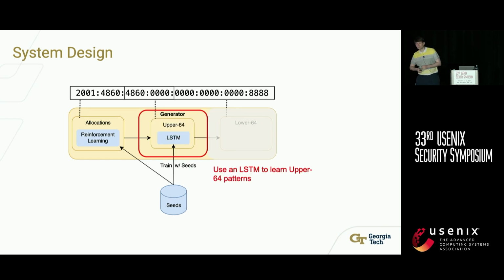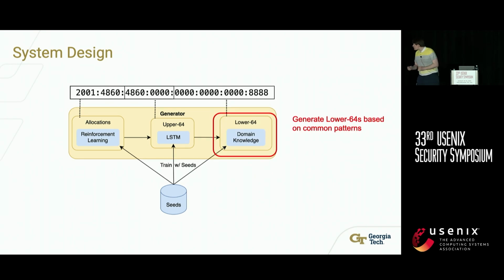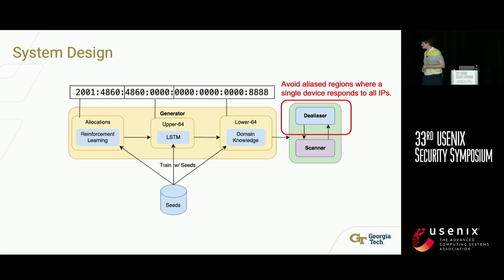For the upper 64s, we can use a deep learning approach, an LSTM, to learn the structure of these upper 64s from the prior seed addresses and also how those correlate to different allocations. This LSTM can then take in an allocation and generate the rest of the upper 64. For the lower 64, we can generate these based on known common patterns that we've observed in the seed addresses. And so with that, we can generate these full addresses.